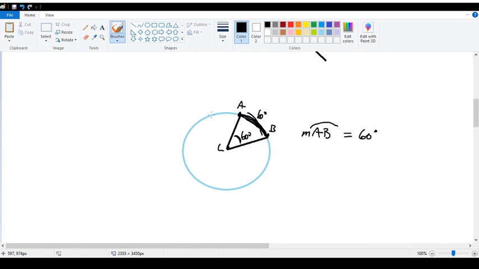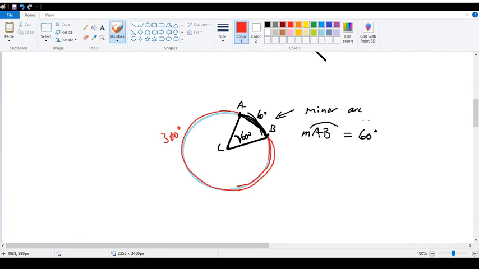The outside arc, and by the way, this is the minor arc, and the major arc will be everything on the outside over here. And we know that a full circle is 360 degrees. Well, this minor arc is 60, so therefore the exterior arc is 300 degrees.